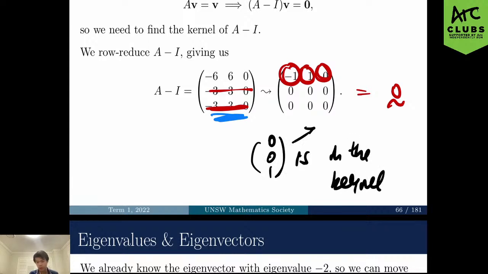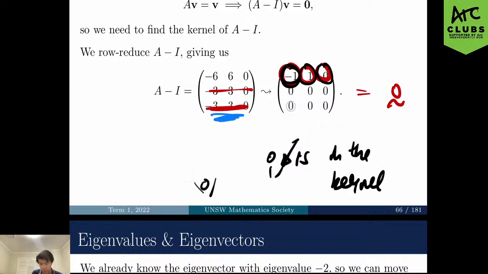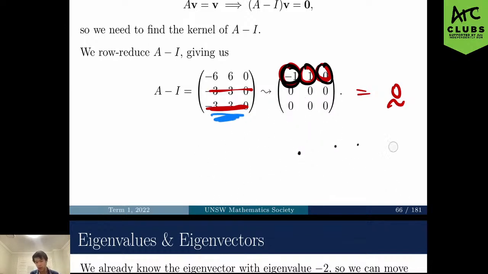Right, because (0, 0, 1) times (-1, 1, 0), well, that's just going to all overlap. We'll get -1 times 0, 1 times 0, 0 times 1. This will be equal to 0. So that's in the kernel, first of all. Let me know if you have any questions, because this is kind of building on what we did in first year. But that means that one of our eigenvectors is equal to (0, 0, 1).